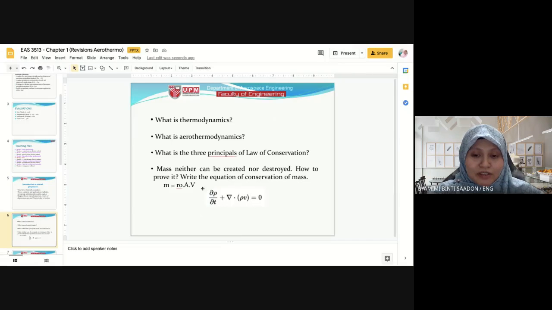If not, we have the basic equation of conservation: the derivative of rho, density, over time, which means the density varies depending on the time, plus the derivative in all directions x, y, z of rho v, where v is the velocity, equals 0. So here the unit will be kilogram per meter cube per second.